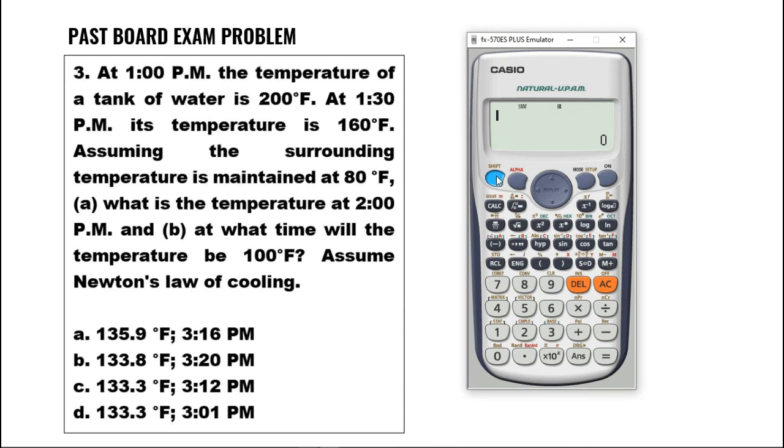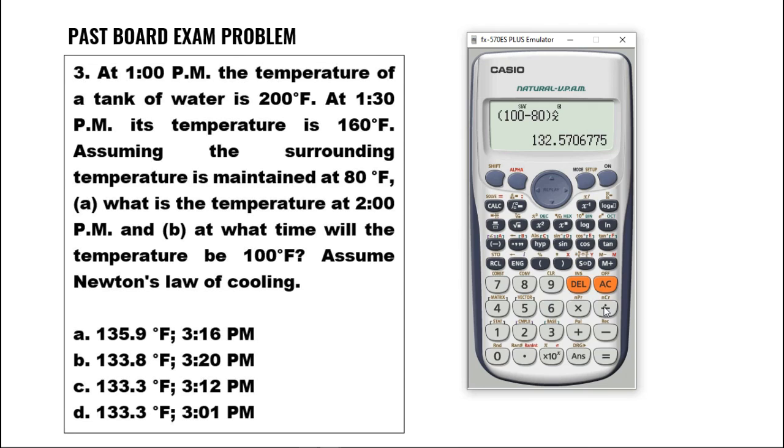Okay? So shift, regression. So shift stat, regression tayo guys. So 5. Hinahanap natin is the time. So ang time natin is X. So 4. Then, sa 4, change of temp tayo. So we have here 100 minus surrounding temp. So 80. So yung Y natin guys, always remember that it is actually a change of temperature. So equals. So after 132.57 minutes, okay?